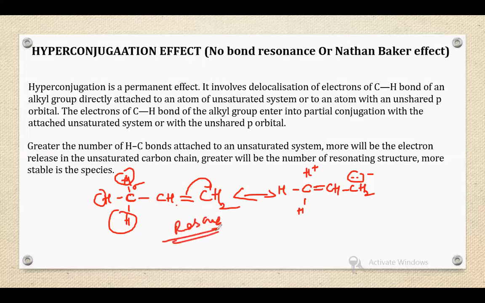Here there is no bond between the alpha carbon atom and one of the hydrogen atoms. This one carbon is attached to a group, CH2 or any group. Hyperconjugation is also called no bond resonance, because between the carbon and hydrogen there is no bond. Whether this carbon has no bond, or this carbon has H plus with no bond, this is called no bond resonance. Hence it is also called the Baker-Nathan effect.